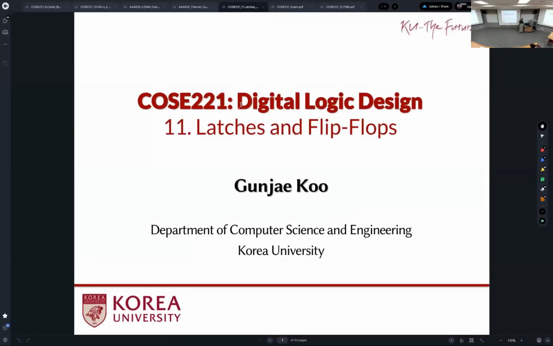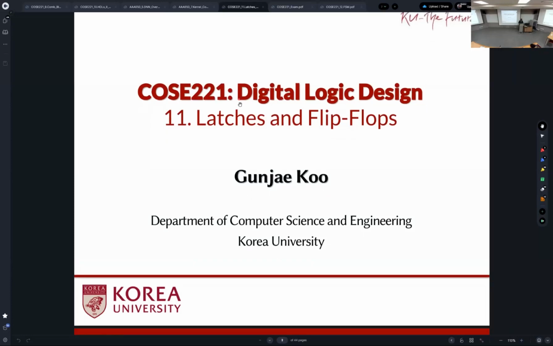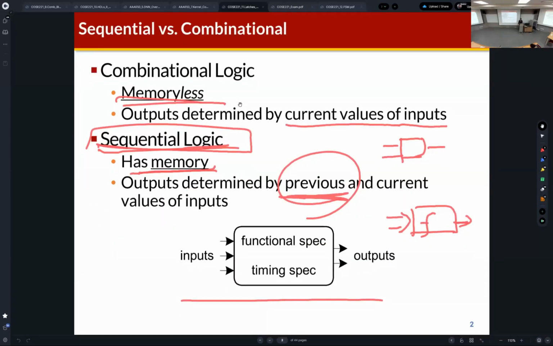Okay, so I will briefly review what we learned. In the previous class, we learned about sequential logic, and there are two types of digital logic: combinational and sequential logic. Until the midterm exam, we learned about the combinational logic, and after that we will learn about the sequential logic. So you need to understand the definition of sequential logic and combinational logic.